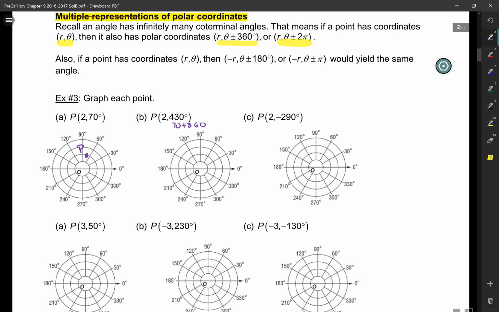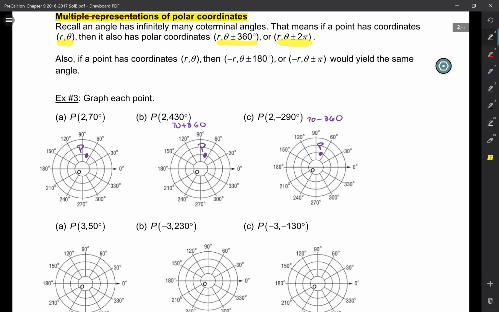Now, what if I took 70 and I added to that 360? What would I get? I would get 2 and 430, right? So where would that point end up? Right there. It's the same exact point. So what about 2 comma negative 290? What is that? Well, that's really 70 minus 360, so where is that? Same place. So you can add or subtract 360 and you get to the same point, is what I'm saying.